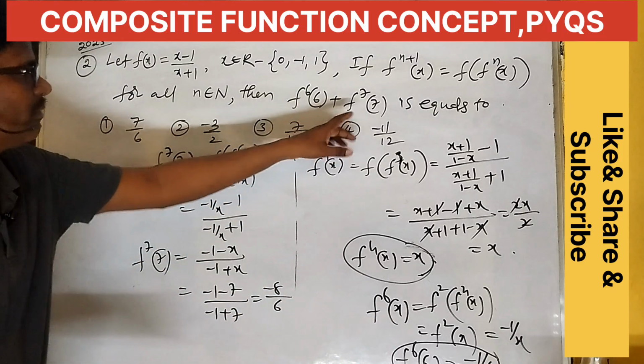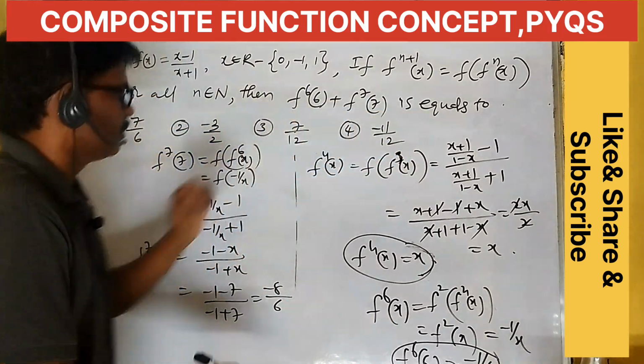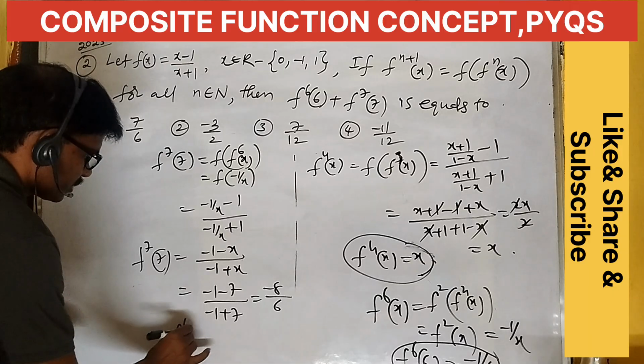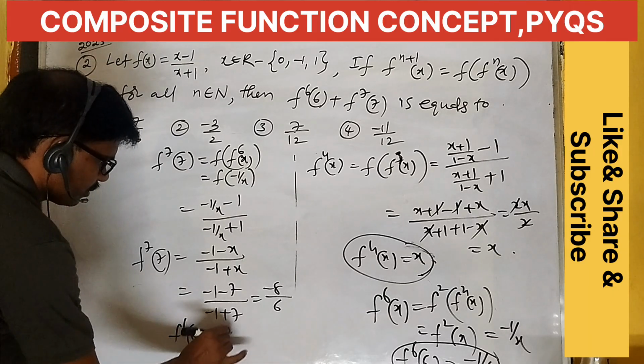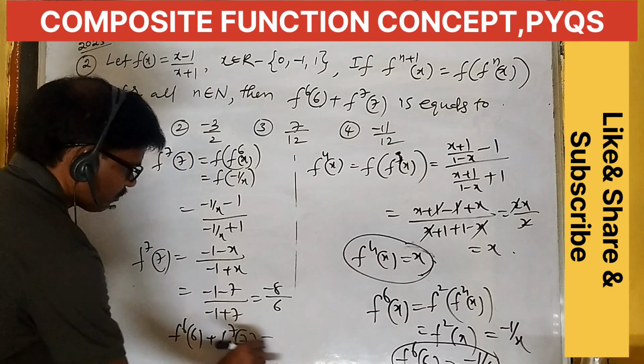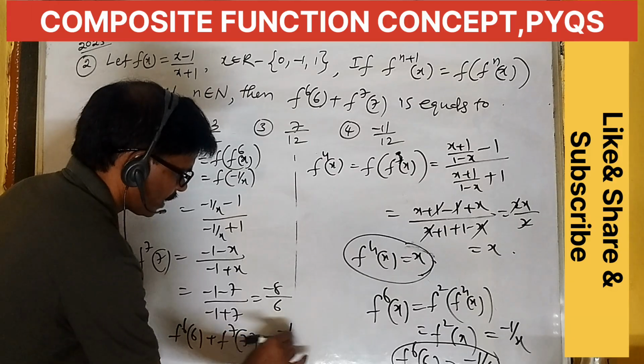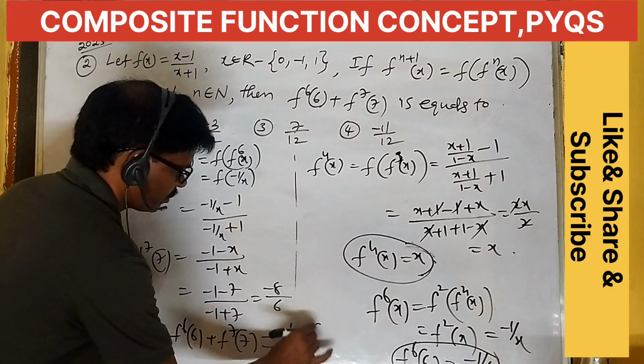Okay, what is the value? Asking the value: is it equal to f over 6 of 6 plus f over 7 of 7, equal to what? F over 6 of 6 is equal to minus 1 by 6. This is the minus 8 by 6.